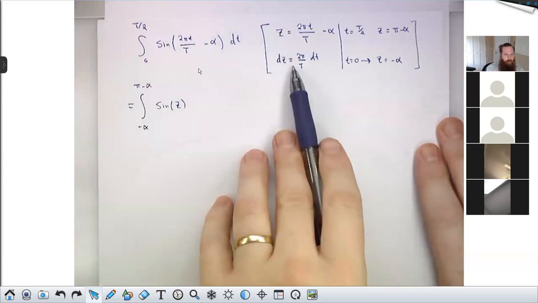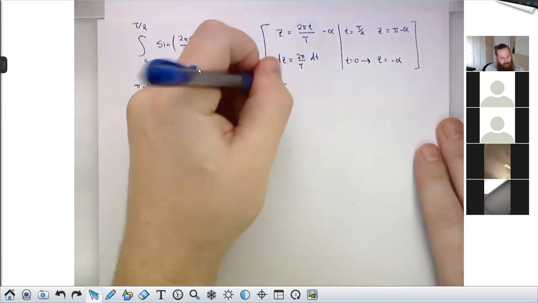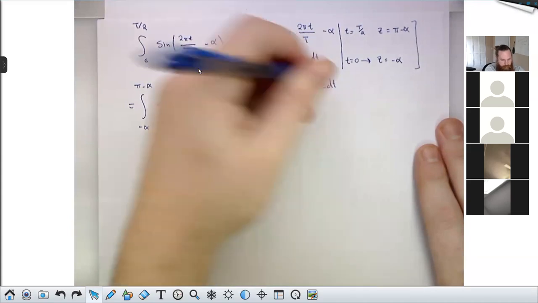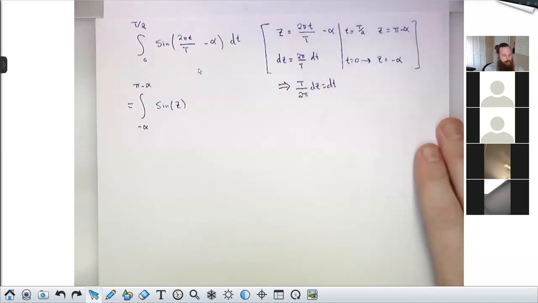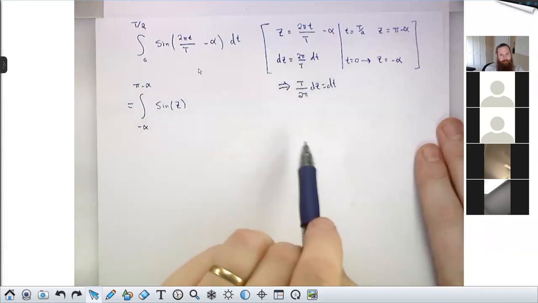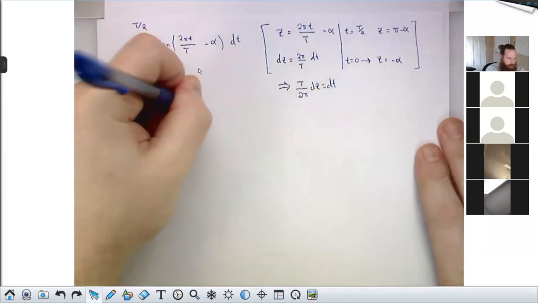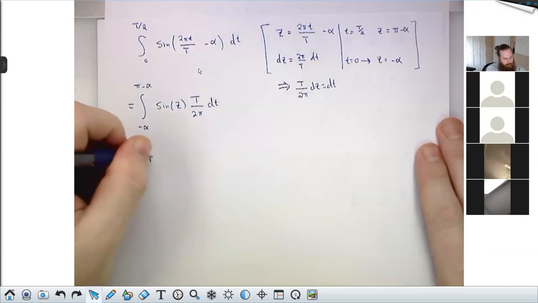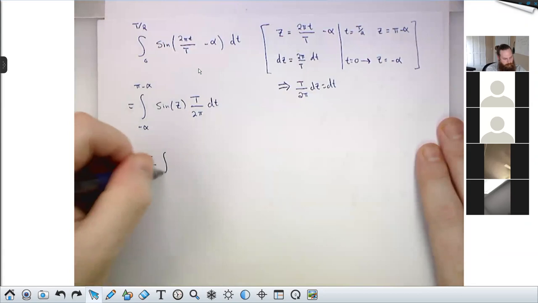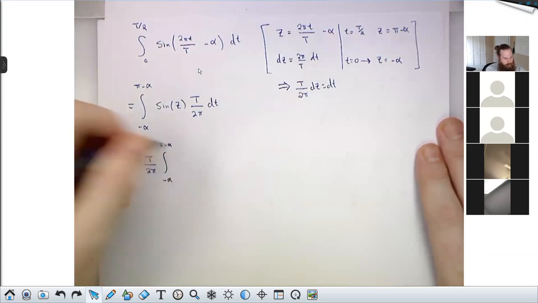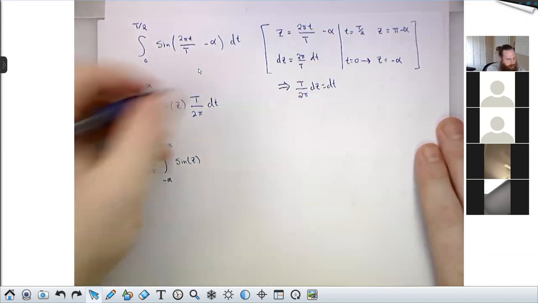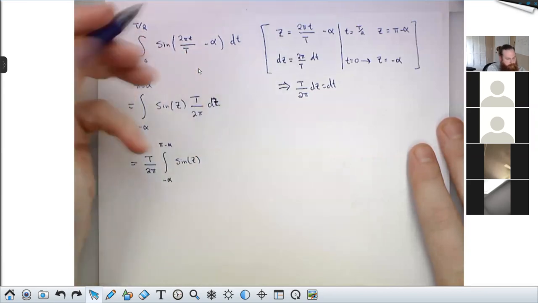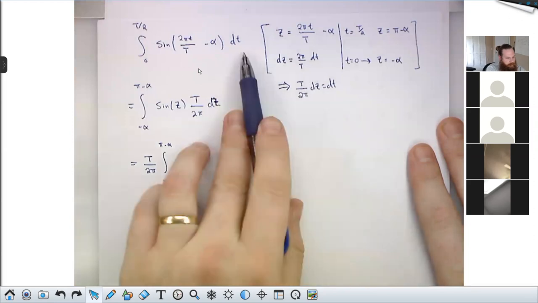If dz is 2 pi over capital T times dt, then capital T over 2 pi dz is dt. Just multiplying both sides by the reciprocal of this constant. So here I'll have capital T over 2 pi d little t. And this is a constant, it can come out. Oops, sorry, dz. Yeah, this should be a dz. Sorry. All right, that's the point. I solved this for dt, so I can plug this in for dt.